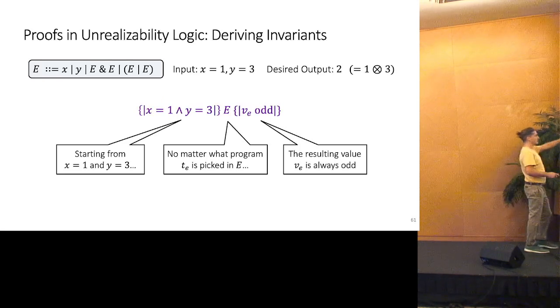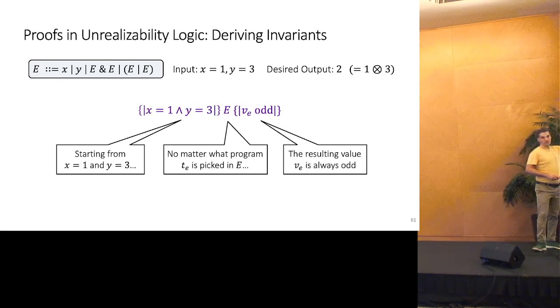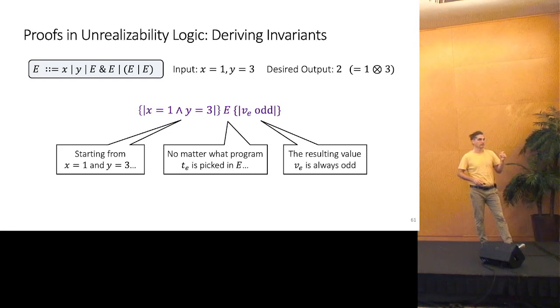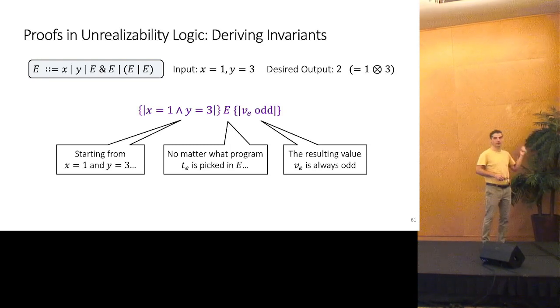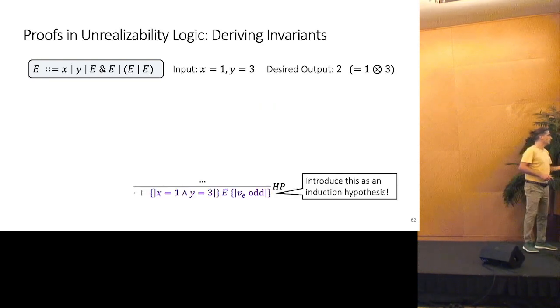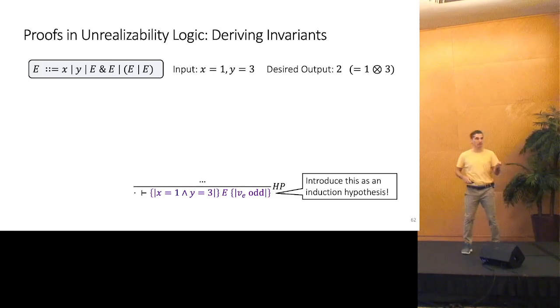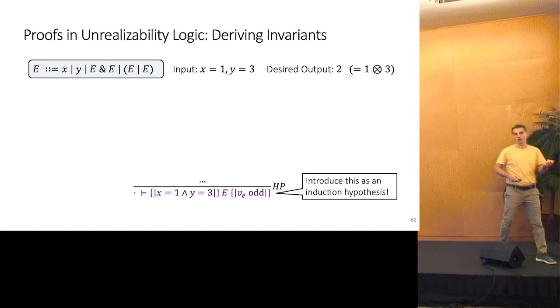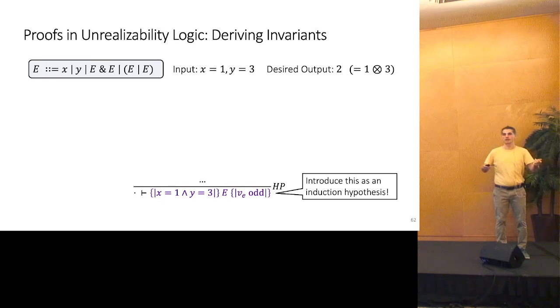This is the triple I want to prove. I want to prove that if x is equal to 1 and y is equal to 3, the output, which I'm going to call VE, is odd. To prove this, I'm going to have to prove that this is an invariant of all the programs in the search space. And the way you do it is by assuming that this is true. This is similar to relational summaries in procedural verification. To prove that something is true for a recursive program, I have to assume it at each recursive call and then prove it for the main program.